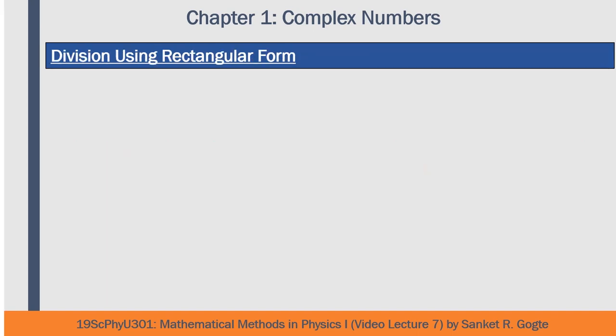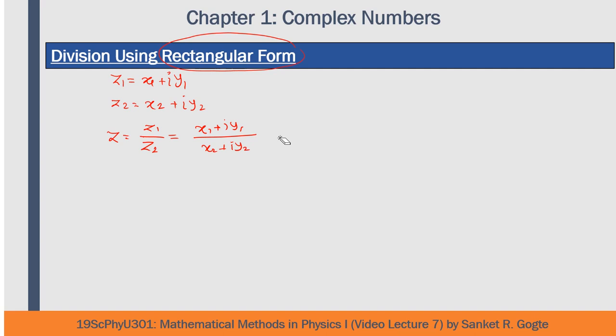Fourth operation now, division of complex numbers. Suppose z1 is x1 plus i y1. Here we will divide the complex number in the rectangular form, x2 plus i y2, and I want to find out z, which is z1 by z2. This is going to be equal to x1 plus i y1 divided by x2 plus i y2. The difficulty here is because of this denominator, which is a complex number. If I could get the denominator, which is real, then the division is possible.